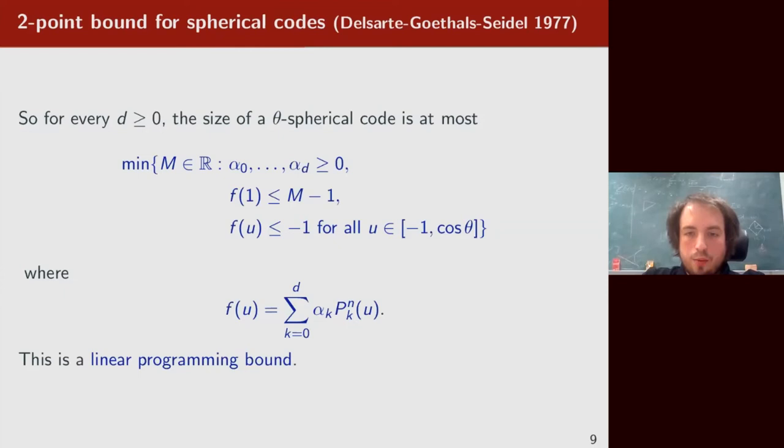And this is linear programming because here you have all the conditions that are linear. Okay, so all of the inequalities are over R, so you have really linear inequalities. So this is why we call it a linear programming bound. Okay.